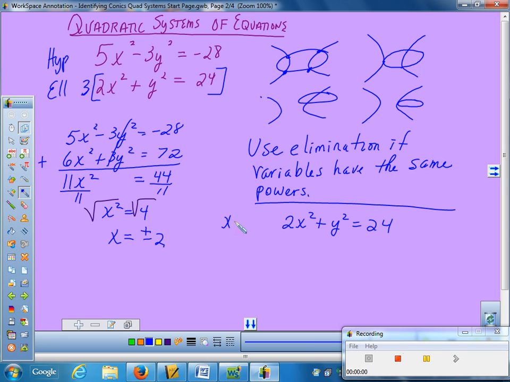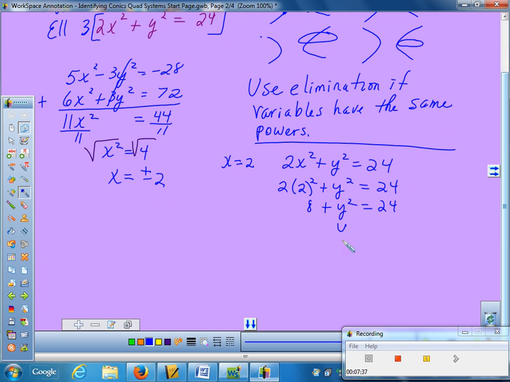And we'll do positive 2 first. If I sub positive 2 in the place of x, I'm going to have 2 times 2 squared plus y squared equals 24. So 8 plus y squared equals 24, which means y squared equals 16. Once again, nice number. Y equals plus or minus 4.